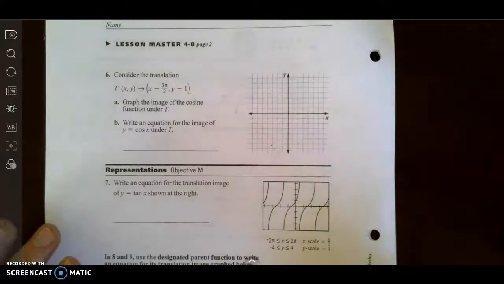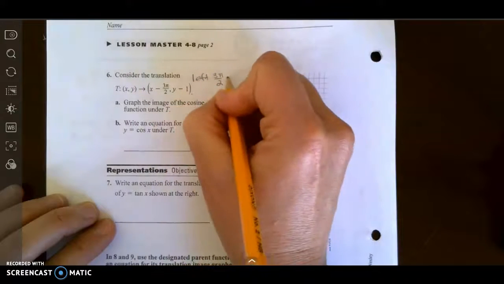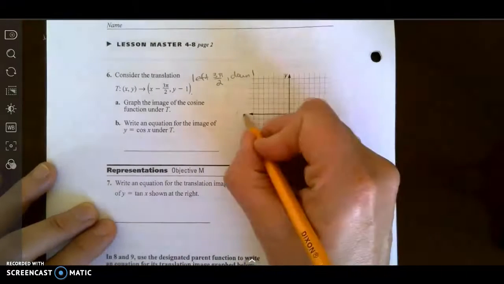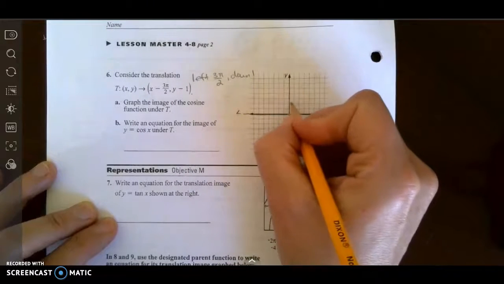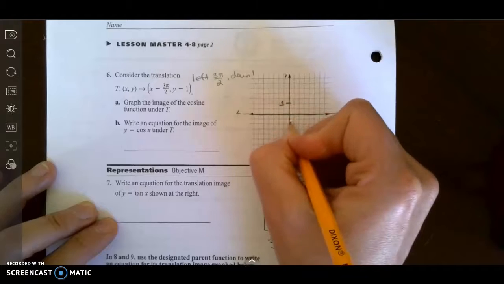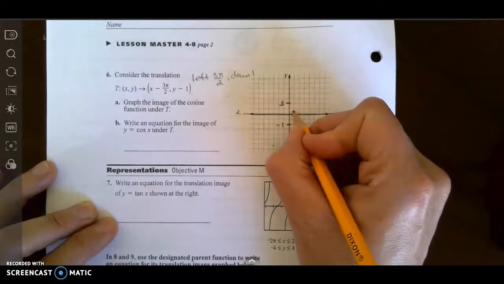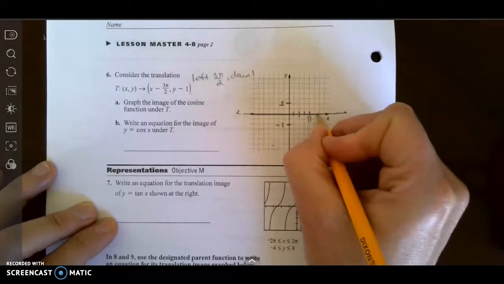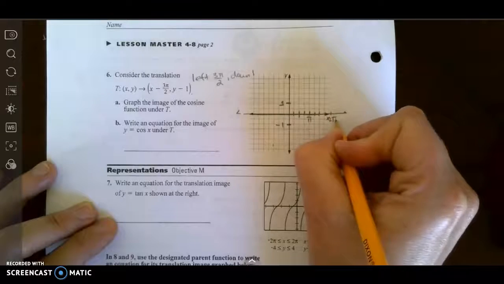All right, so let's do number 6. It says consider the equation with this translation rule, where we're going to be going left 3 pi over 2, and we're going to go down 1. All right, so to start, I'm going to graph my original. I might actually have this be 1, just so that it's not quite so squished. And I'm going to have each of these be 1/4 of a pi, so this would be 1/2 of a pi, 3/4 of a pi, and then this would be pi. And then 1 1/4, 1 1/2, 1 3/4, and then my 2 pi would be there.